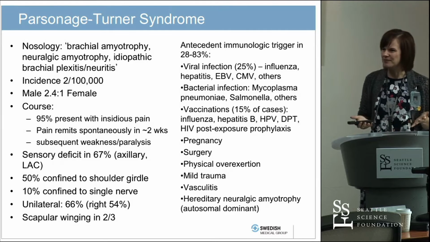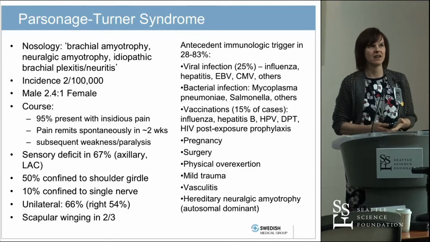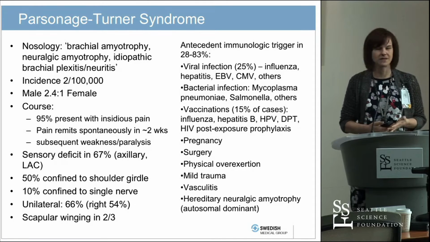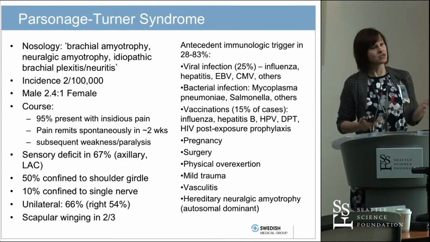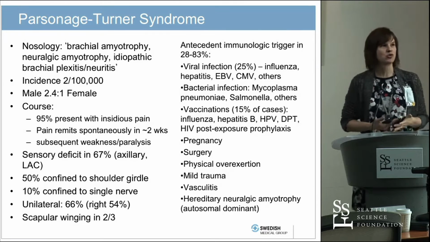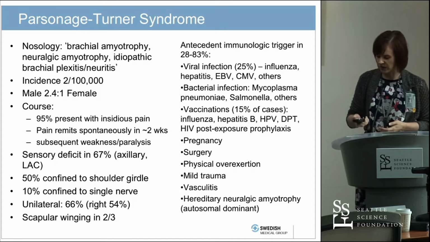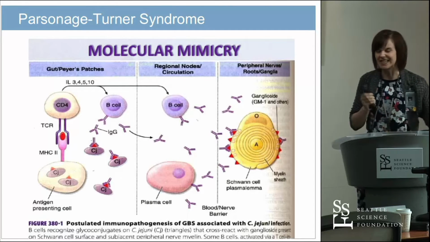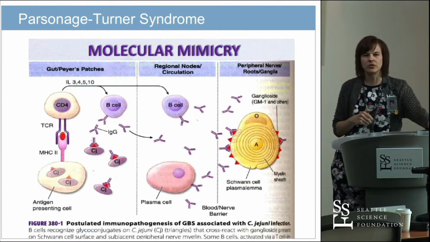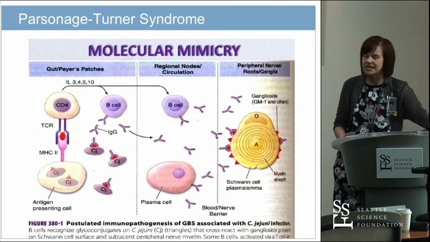So sometimes you can find an antecedent trigger, some sort of infection, and there's quite a few listed there, various viral and bacterial infections, vaccinations, immunizations. But interestingly, pregnancy, surgery, trauma, vasculitis, and then there's a hereditary form as well. And probably the toughest case I saw was a patient who had a C5-6 discectomy fusion with a foraminotomy who then presented with Parsonage-Turner syndrome, and those are sneaky and really tough to distinguish.